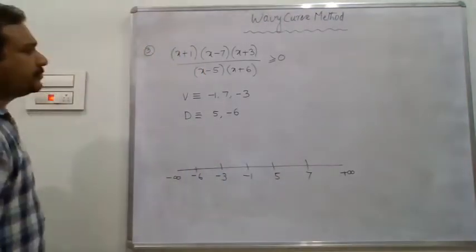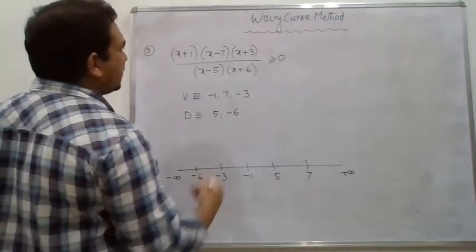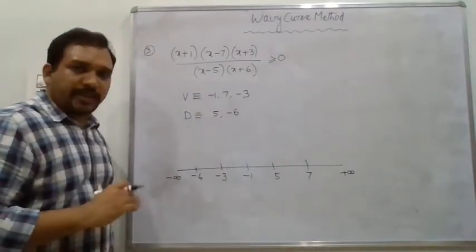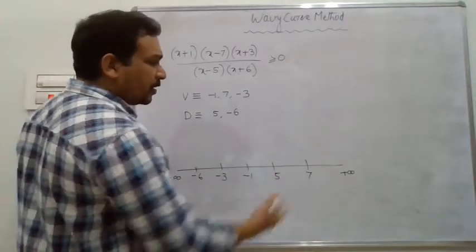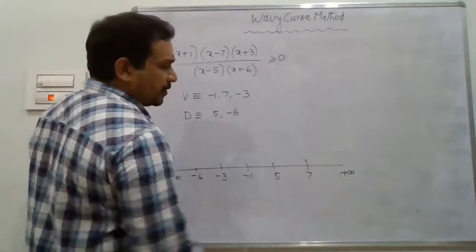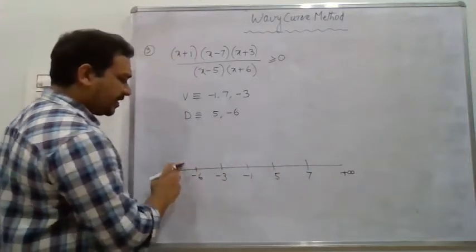See, all are correct now? Minus 6, minus 3, minus 1, 5 and 7. Yes, this is the ascending order. Now these 5 points divide the total real line into 6 parts. 5 points divided into 6 parts: 1, 2, 3, 4, 5, 6 parts.